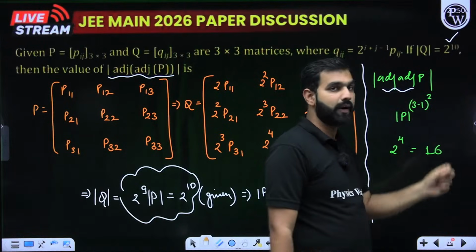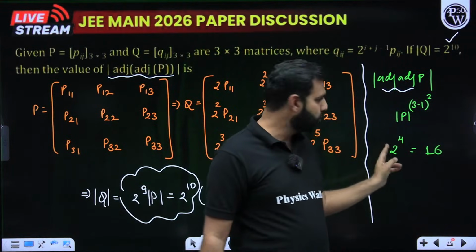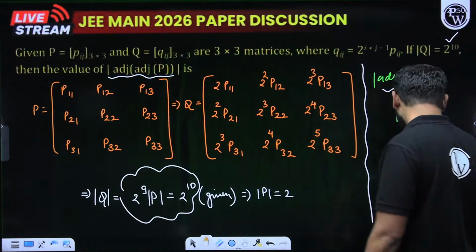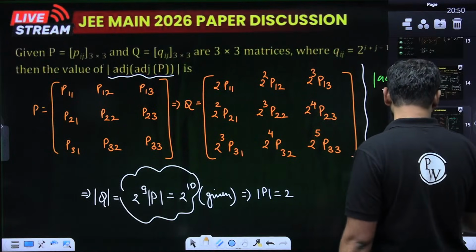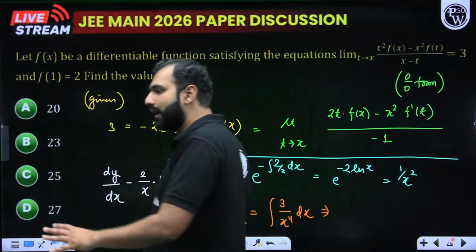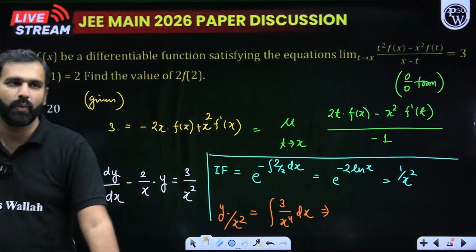So that is 2 to the power 2, that is 4. Determinant of P is 2. 2 to the power 4 is 16. That's your answer. Everyone with me on this? Can I go ahead with that? Shall I show you the next question from today's shift? A decently straightforward, simple question it was.